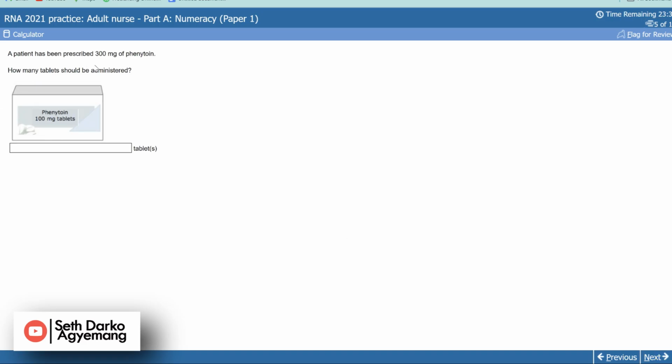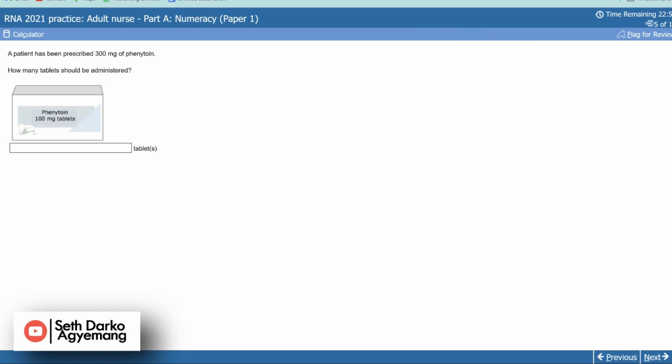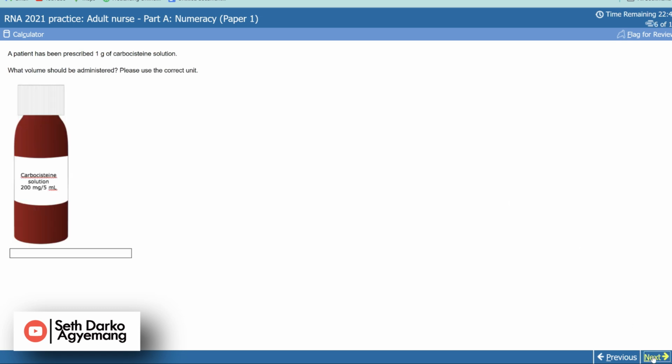It says a patient has been prescribed 300 milligram of phenytoin. How many tablets should be administered? Now you can see that this is the box of phenytoin, and each tablet in there is 100 milligram. So if a patient has been prescribed 300, how many tablets will you give? It's 3, because 3 times 100 is 300. If you are not sure, you can use the calculator. 3 times 100 is 300. So let's pop that on there. Remember, I'm only writing the number. It's 3 tablets. Then let's click on that.